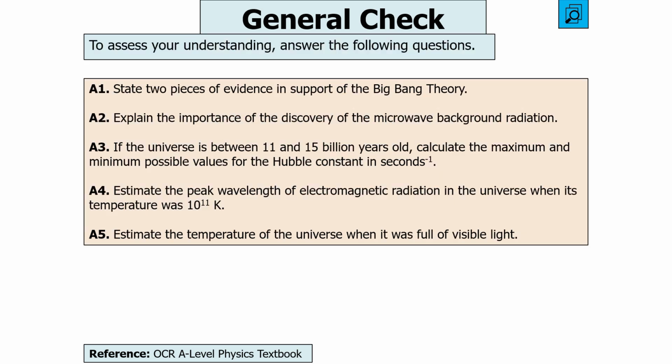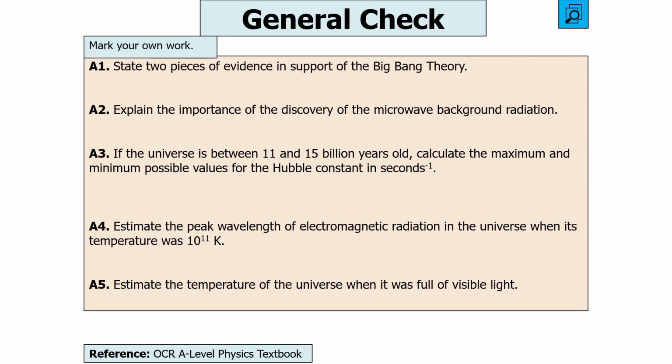The next question says, state two pieces of evidence in support of the Big Bang Theory. Explain the importance of the discovery of the cosmic microwave background radiation. Then, if the universe is between 11 and 15 billion years old, calculate the maximum and minimum possible values for the Hubble constant in seconds to the -1. Estimate the peak wavelength of electromagnetic radiation in the universe when its temperature is 10^11 Kelvin. And then estimate the temperature of the universe when it was full of visible light. So pause the video now, then unpause the video when you want to go through your answer.